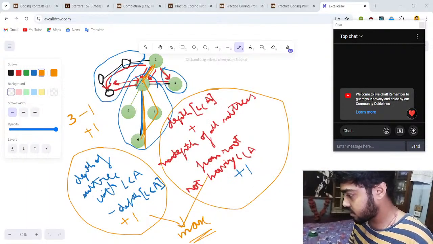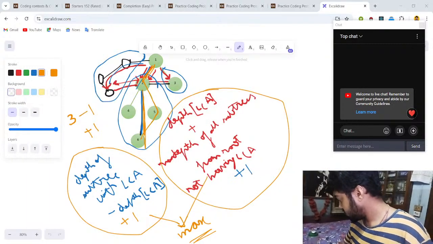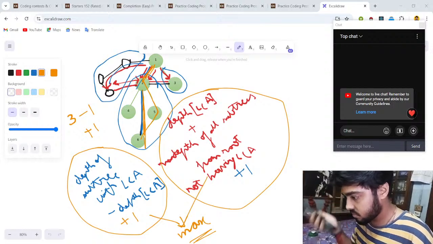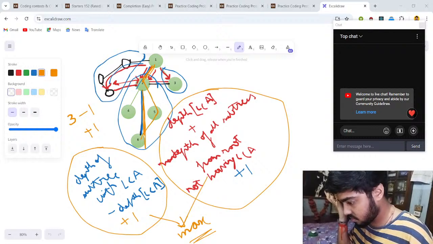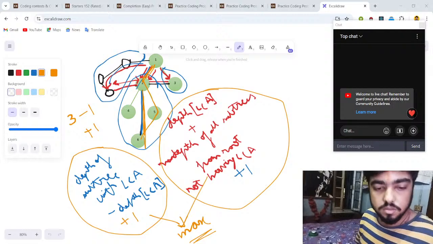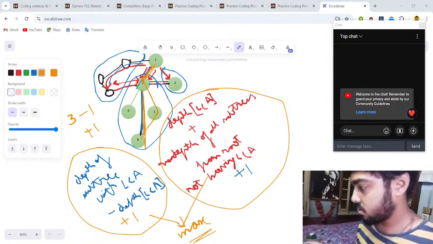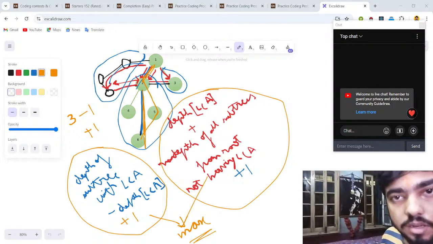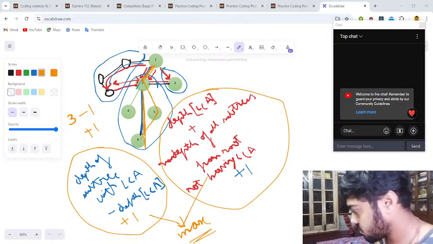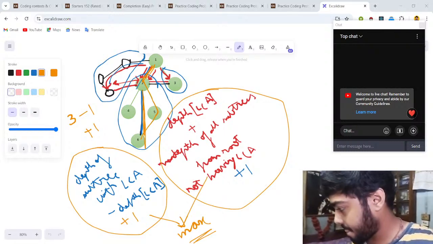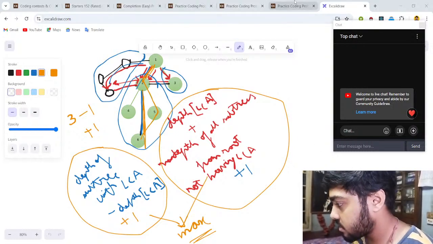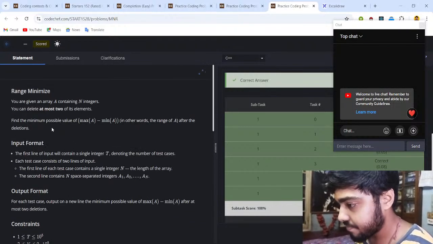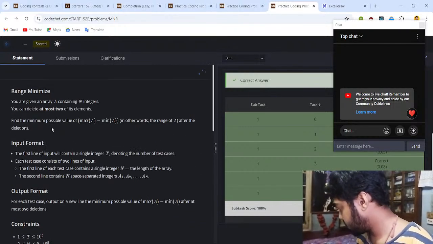Okay, so let's start with the video. Let's get on to the first problem, okay? That is Range Minimize.